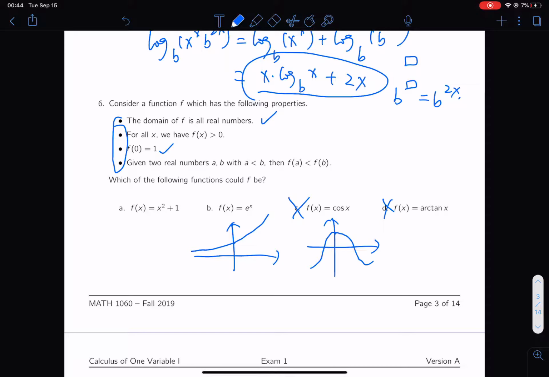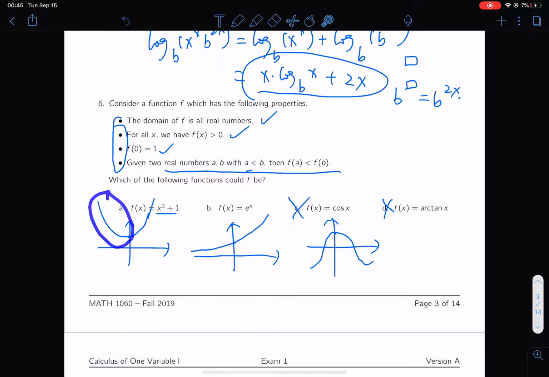Then we have one more condition to check, the last one. Given a is less than b, the function is increasing, so that means f of a is less than f of b. For the first one, x squared plus 1, this is the function graph. You can see this part shows the function is not monotonic increasing. So we have to choose B.